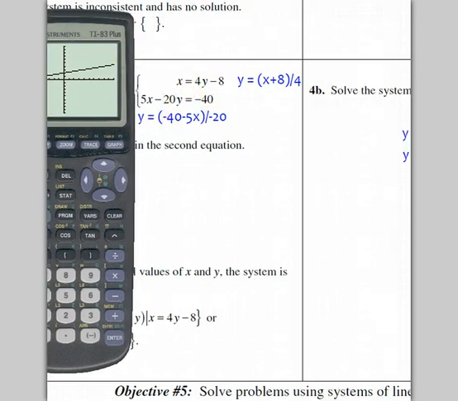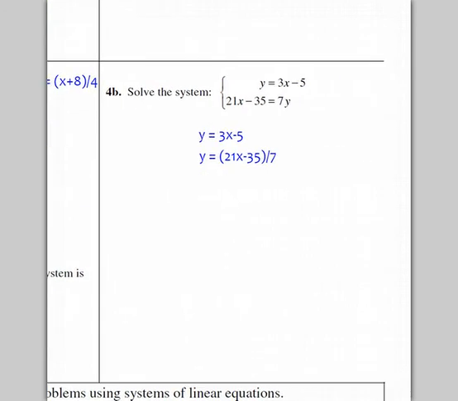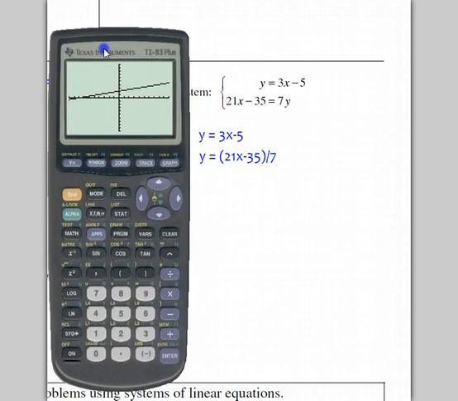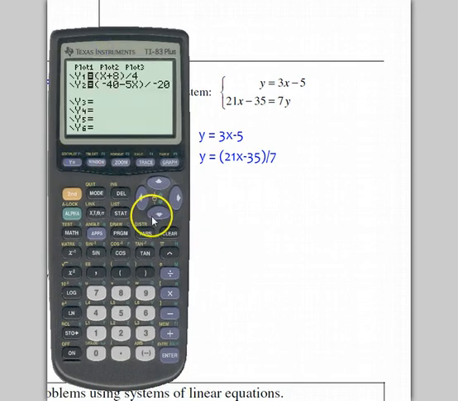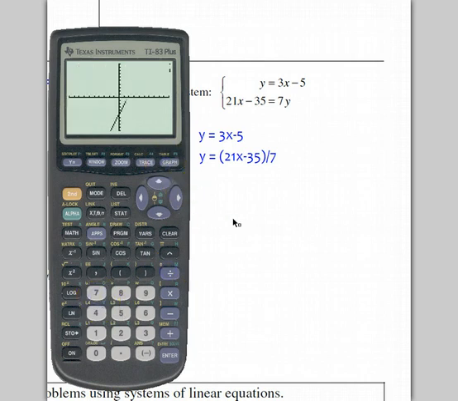So let's go ahead and look at the next one as well. This is again a system of equations. I have to solve it. So y has to be by itself. y is equal to 3x minus 5, first equation. Next equation is (21x minus 35) divided by 7. Graph it.